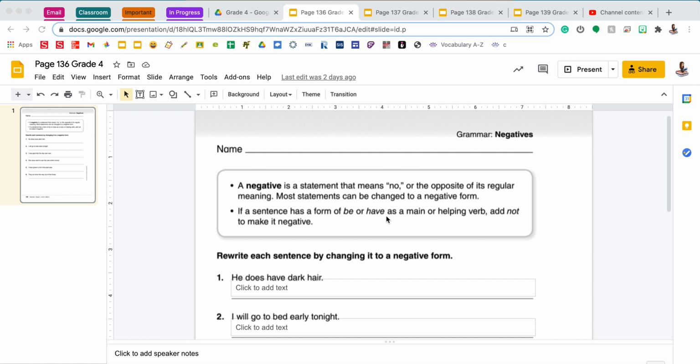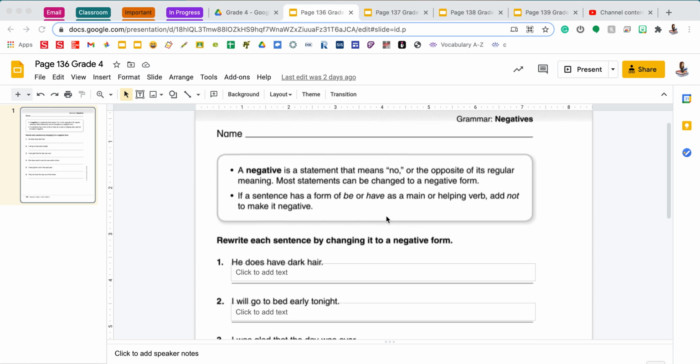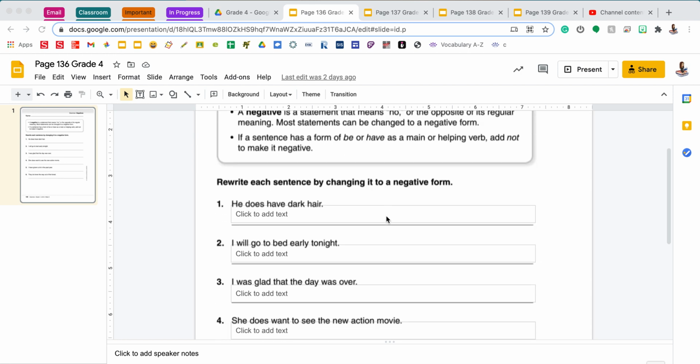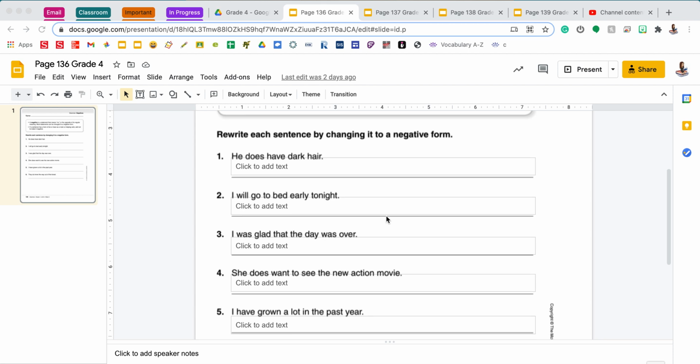We are going to be looking at negatives. So a negative is a statement that means no or the opposite of its regular meaning. Most statements can be changed to a negative form. If a sentence has a form of be or have as a main or helping verb, add not to make it negative. So that's what we're going to be practicing on this page. We're going to be rewriting each sentence by changing it to a negative form.